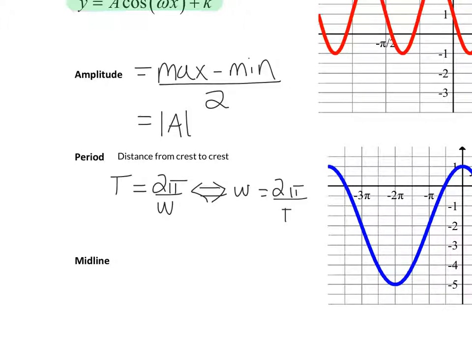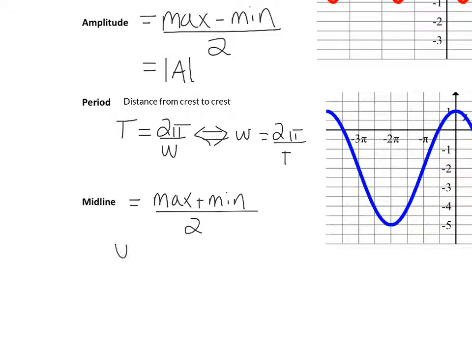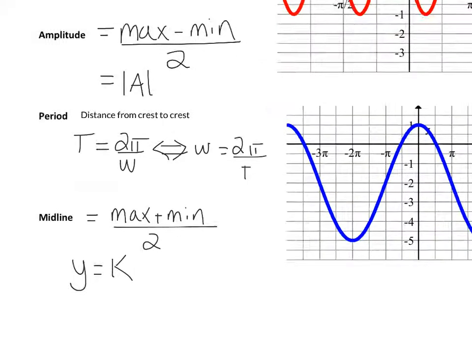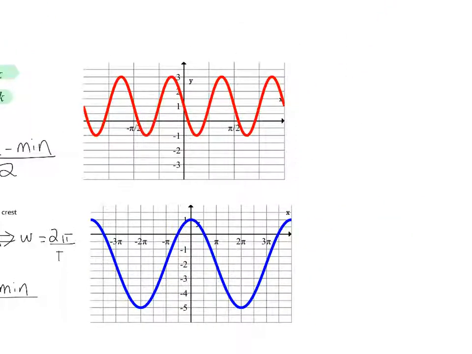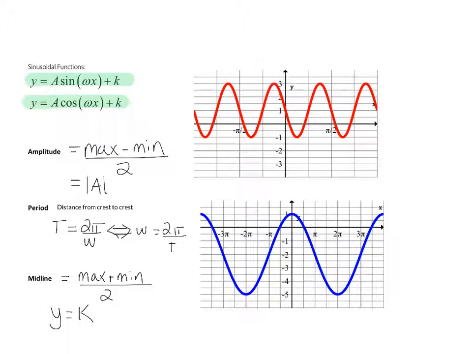And then the midline, just generally, is the average of the maximum and the minimum. So it's right between the maximum and the minimum. So it's the max plus min divided by 2, or the formula for it relates to the k value. So it's y equals k. So let's take a look at these two functions that I have over here and see if we can identify the amplitude, the period, and the midline.